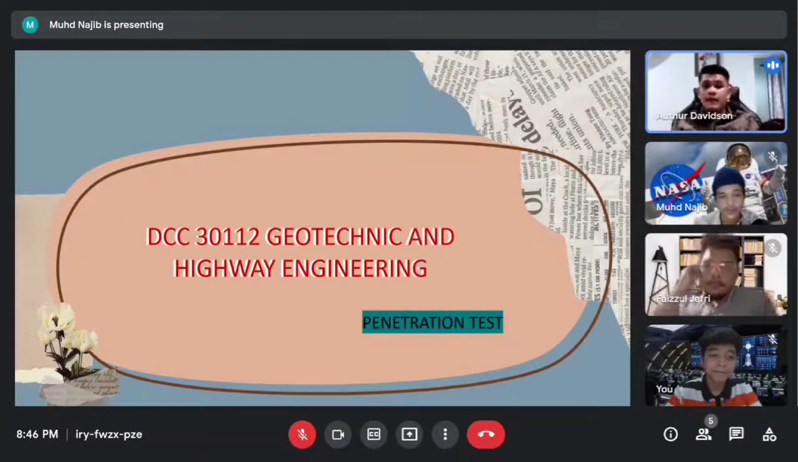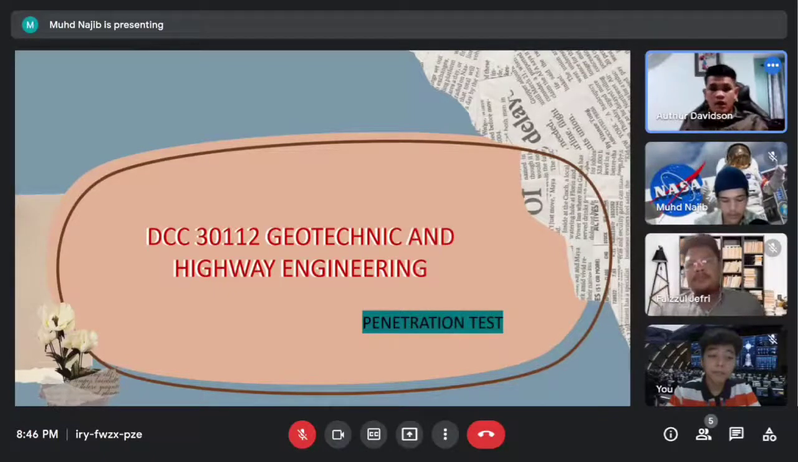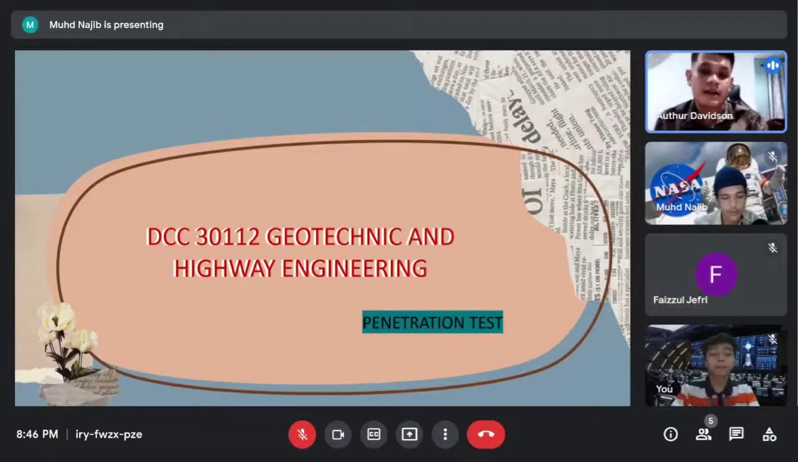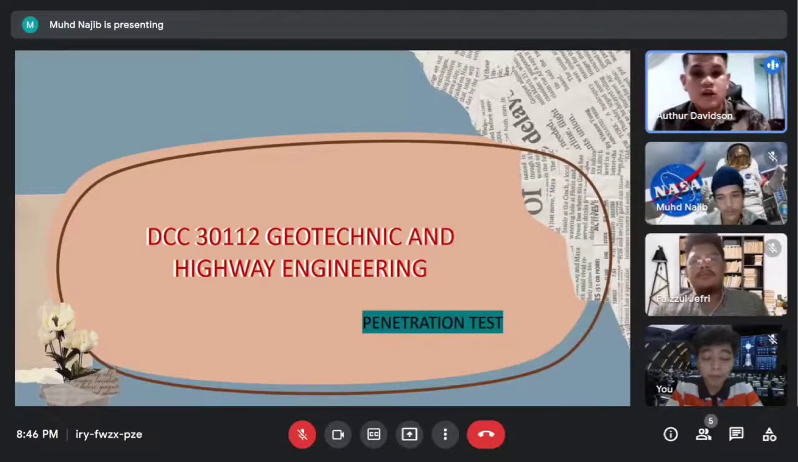So today me and my group would like to present about lab work for DCC30112 Geotechnique and Highway Engineering. The test that we're going to carry out is the penetration test. Before we start, I would like to introduce my group members.